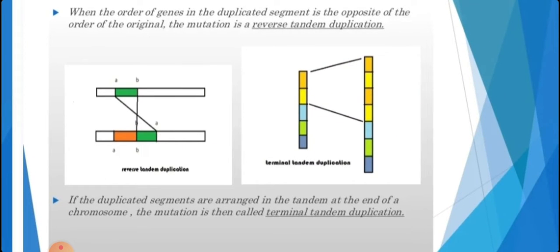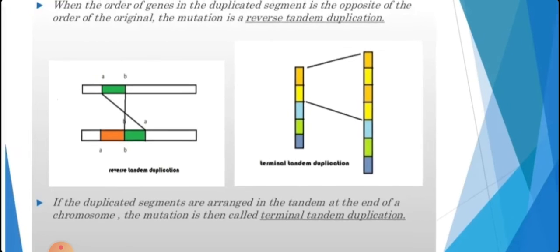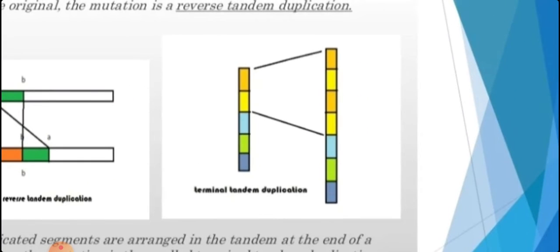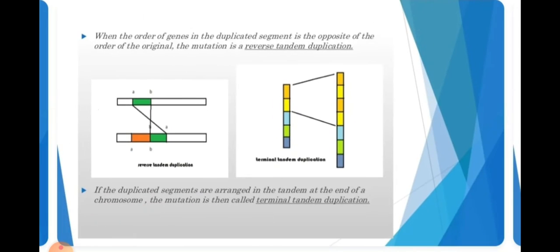Next, if duplicated segments are arranged in a tandem at the end of the chromosome, the mutation is called a terminal duplication. Here you can see this one is at the end of the chromosome arm, where the duplication takes place. That segment is known as the terminal tandem duplication.